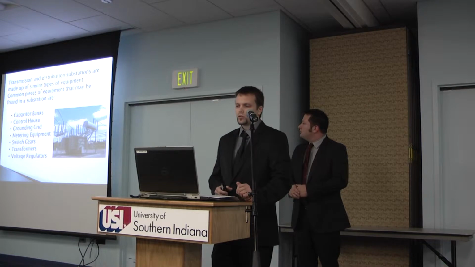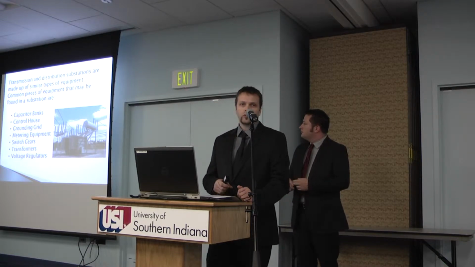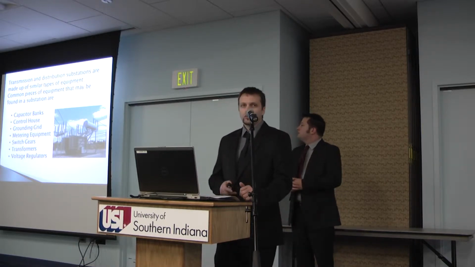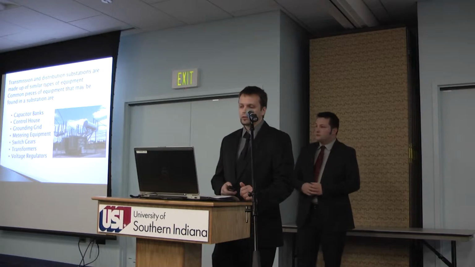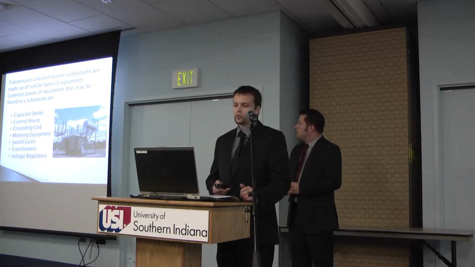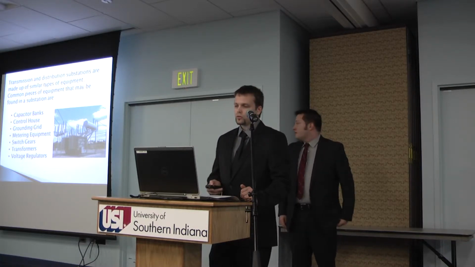Transmission and distribution substations are made of similar types of equipment. This equipment usually only varies by the amount of power each type can handle. Common pieces of equipment that can be found in a substation are capacitor banks, control houses, grounding grids, metering equipment, switchgear, transformers, and voltage regulators.